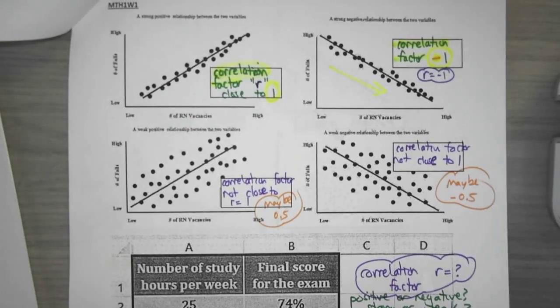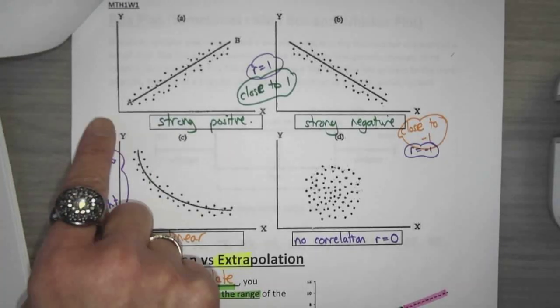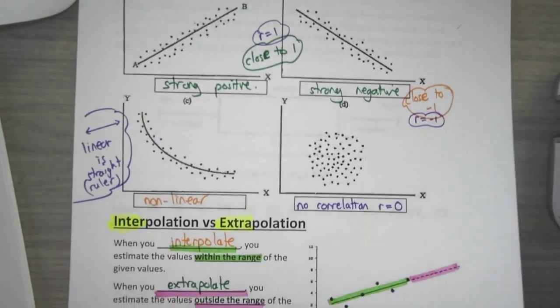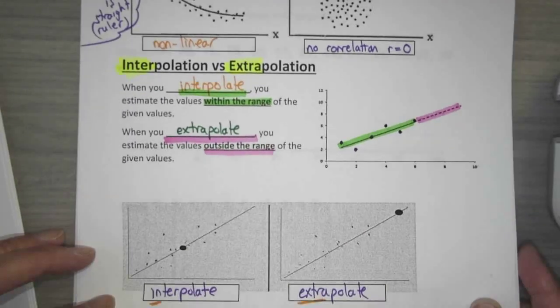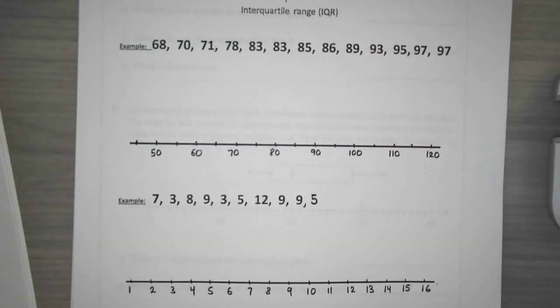Then again, correlation factors. This whole page is all about correlation factor. We've got a bunch of little definitions about correlation factors, which is lowercase r. It's just telling us how much something correlates, how much something matches. Okay, extrapolate, interpolate. And that's it for these definitions.